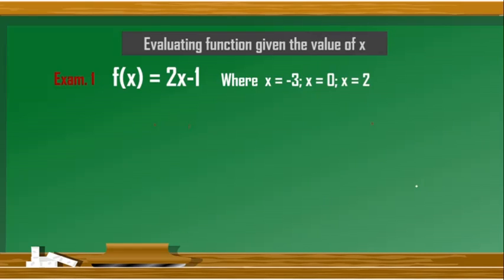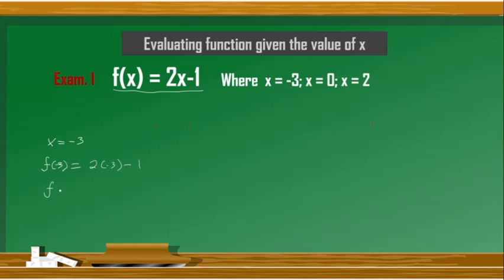Okay, next. How to evaluate a function given the value of x. For example, here we have a function, f of x equals 2x minus 1. So how to do it? To evaluate, if x equals negative 3, then our function would be like this. Instead of writing x, you will write the value of x, which is negative 3. Then substitute: 2 times negative 3 minus 1.